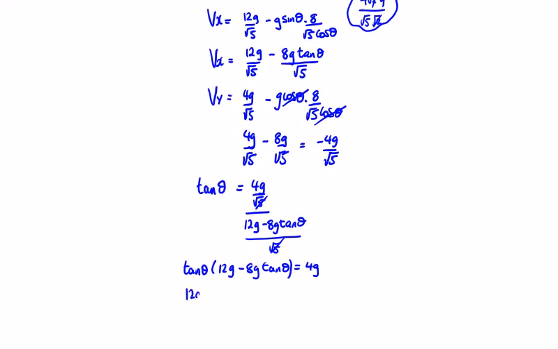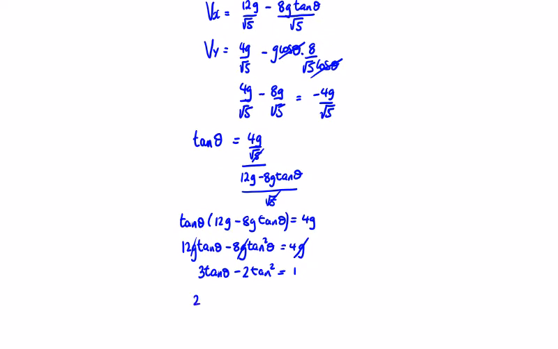Multiply it out, 12g tan theta minus 8g tan square theta equals 4g. We can divide across by g. We can divide across by 4 to get 3 tan theta minus 2 tan square theta is equal to 1. So we'll get 2 tan square theta. Let's see if we're going to factorize this. 2 tan square theta minus 3 tan theta plus 1 is equal to 0.